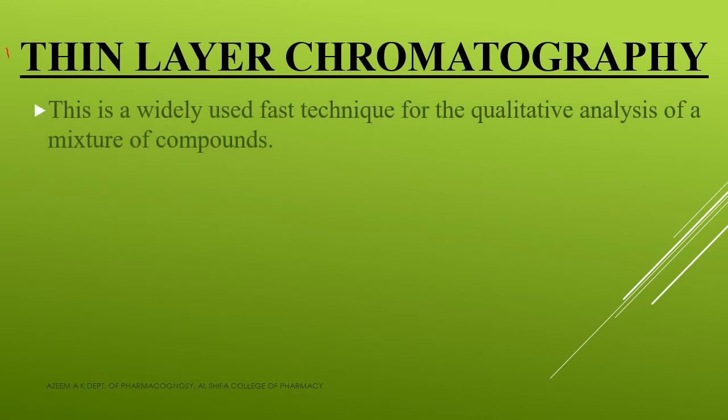So this is the second type of chromatography, that is thin layer chromatography, and this is widely used as well as a fast technique for the qualitative analysis of a mixture of compounds. Clear? So we already studied that paper chromatography is a simple technique, but it is somewhat time consuming. But thin layer chromatography is widely used as well as it is the fastest technique for the qualitative analysis of a mixture of compounds. Clear?